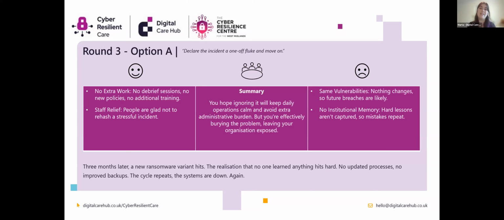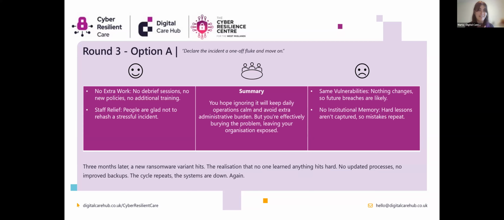The vulnerabilities remain, nothing changes, so future breaches are likely, as mentioned. There's no institutional memory, so the lessons from this incident have not been captured, and you and the staff can repeat mistakes. In this situation, three months later, a new ransomware variant hits. The realization that no one learned anything hits hard. No updated processes, no improved backups. The cycle repeats. The systems are down again, so we go back to square one.